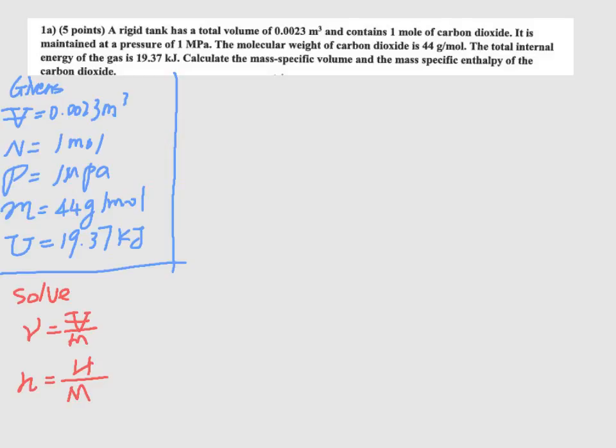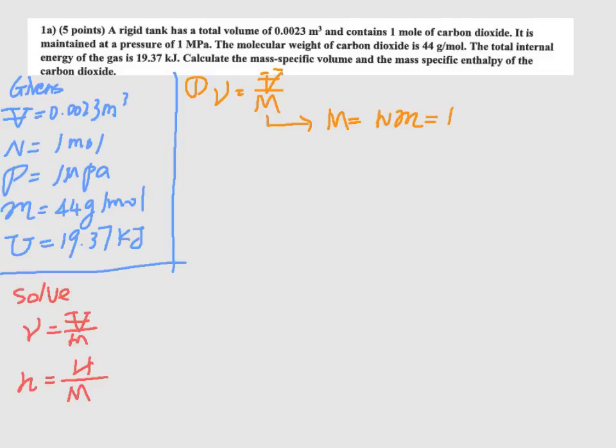So now let's start solving for these properties one by one. The first one is the mass-specific volume, which is the volume divided by mass. We know the volume, which is 0.0023 meter cubed, but we don't know the mass. So what do you think is the best approach to solve for mass using all the givens? Yep, it is the amount of molecules N times the molecular weight, squiggly M.